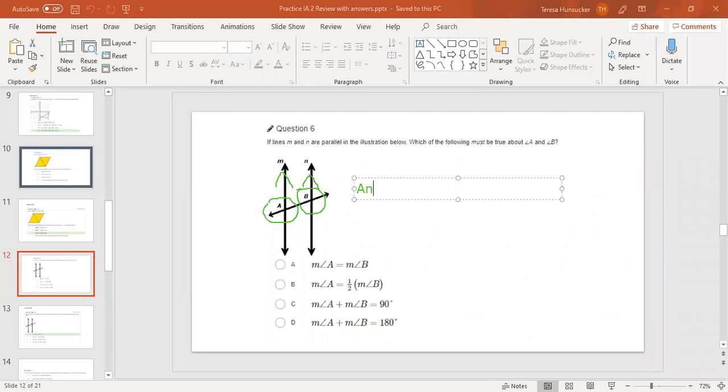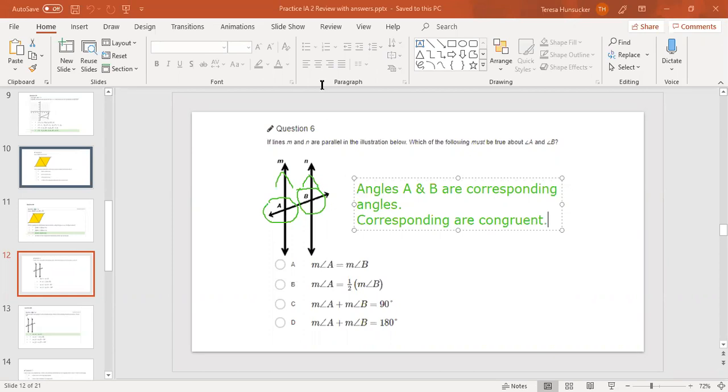So angles A and B are corresponding angles, and corresponding angles are congruent. So the best choice is choice A. The measure of angle A equals the measure of angle B. And that's what the definition of congruent says, that if 2 angles are congruent, then they are equal in measure.